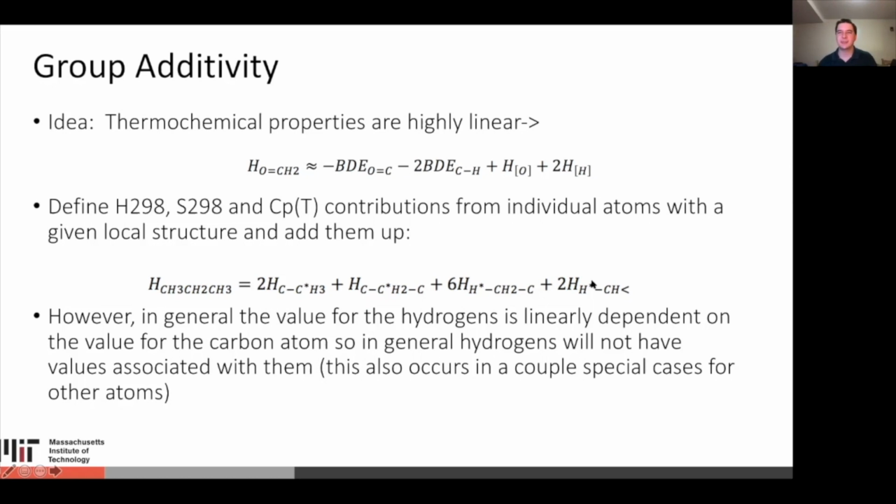Now, in general, it doesn't actually look like this because the values for the hydrogens are linearly dependent on the values for these groups, because you'll never have this group without having hydrogens associated with it. So in general, hydrogens won't have values associated with them. And this occurs for a couple special cases for other atoms. But the idea holds.